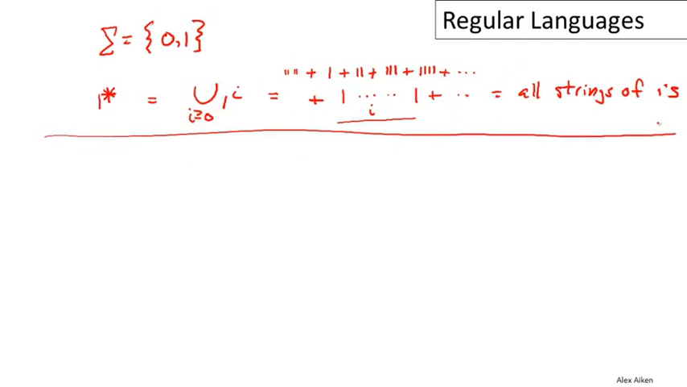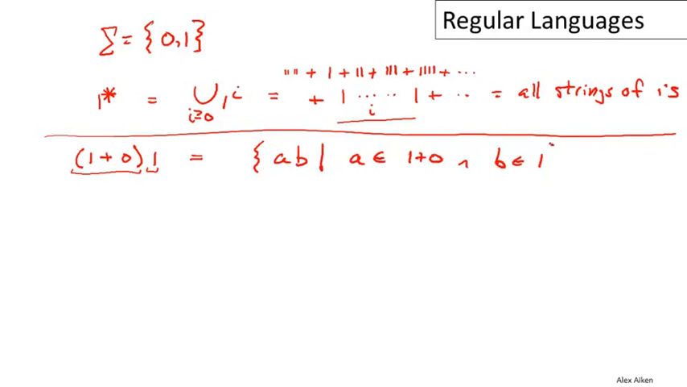All right, now let's do a second example. Let's think about the language 1 plus 0 concatenated with the language 1. Okay, and remember how concatenation works. It's a cross product, so we take every string in the first expression and combine it with every string in the second expression. So this is going to be equal to the strings AB, where A is drawn from 1 plus 0, and B is drawn from 1.